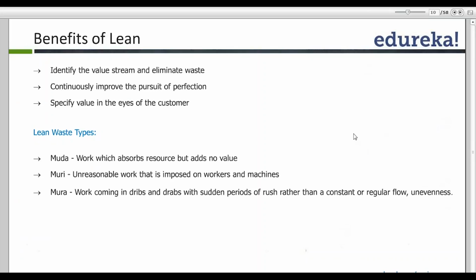So we were talking about the benefits of lean and the waste types in lean. These are the three essential waste types: Muda, Muri, and Mura. These are the three waste types in a lean project.